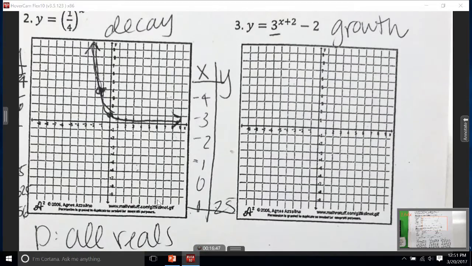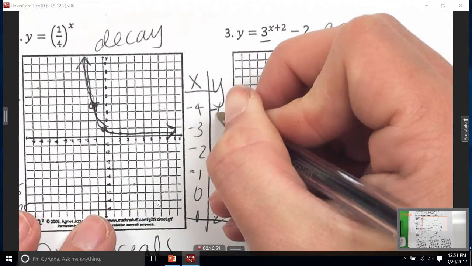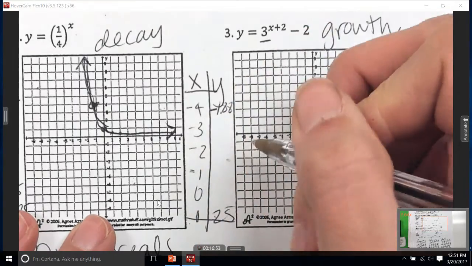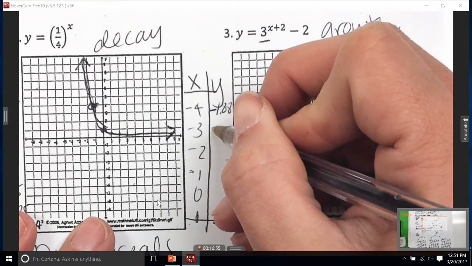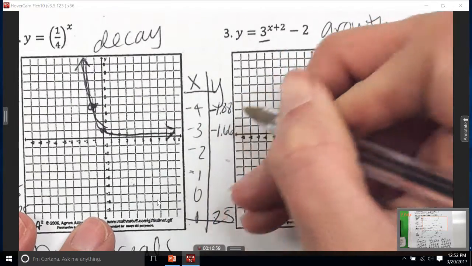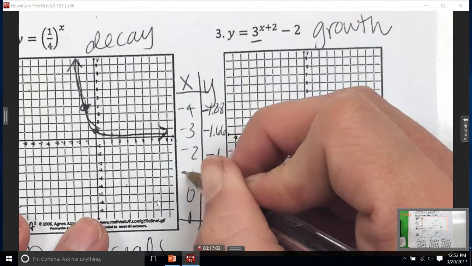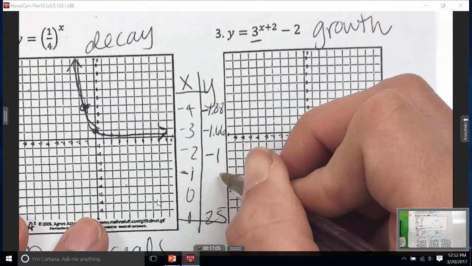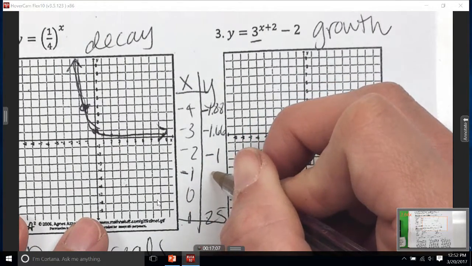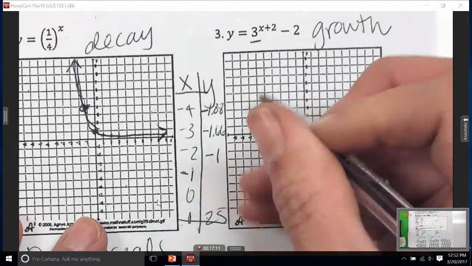Alright, Megan, what'd you get when you plugged in negative 4? Negative 1.88. Alright, Chris, what'd you get for negative 3? 1.66. Is it? Okay. Sorry. Darian, what'd you get for negative 2? Mackenzie, what'd you get for negative 1? You could just plug it in right here.